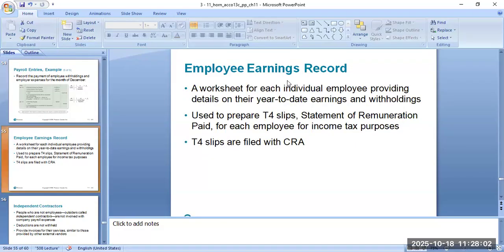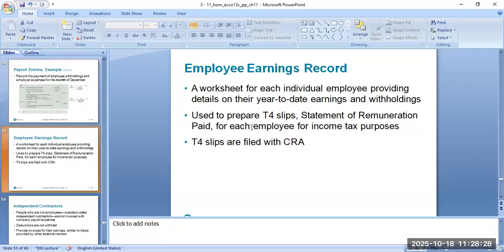Now, employee earning records, we have to keep those records because at the end of the year, we have to provide to every employee information of all the earnings, gross earnings, all the deductions, and all the net, and how much is the net payment. And that's called T4 slip.